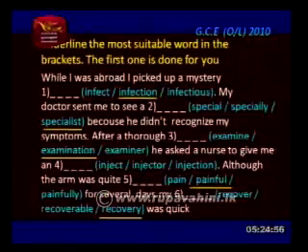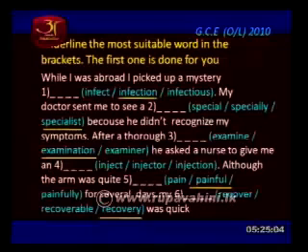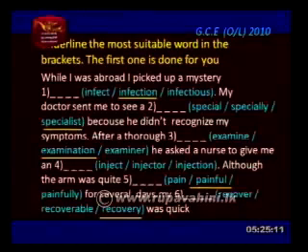Right. The 4th one. Although the arm was quite painfully for several days. Painful. Yes. Although the arm was quite painful, you can't say quite painfully. Then you know it's painful, the word that you have to select. For several days, my recovery was quick. Recovery. Yes. My recovery was quick.